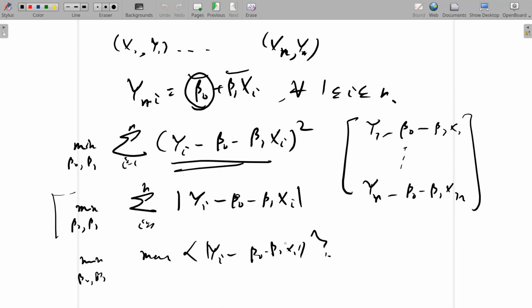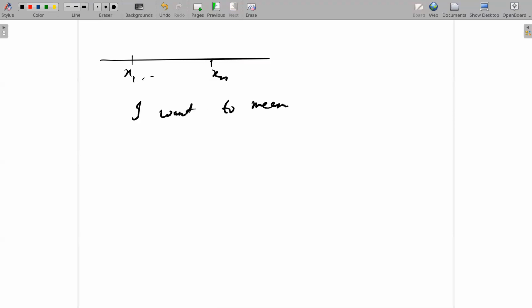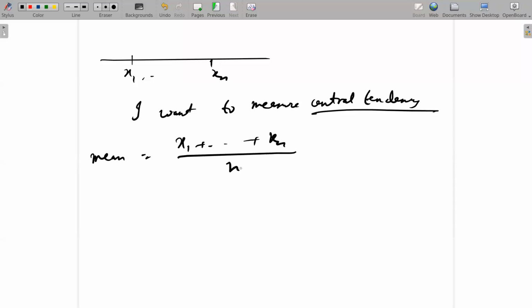And here I want to tell you again something from statistics which may be familiar to you. Forget about linear regression. Let's say I have these data points x1 through xn, and I want to measure some central measure, central tendency or something like that. So you know mean, median, mode, right? What is the mean? The mean of this data set is (x1 plus ... plus xn) over n.